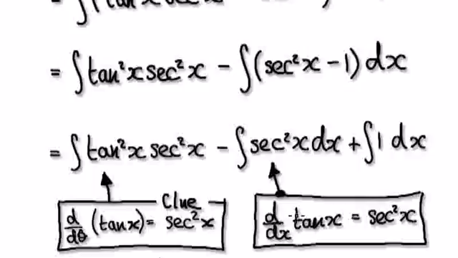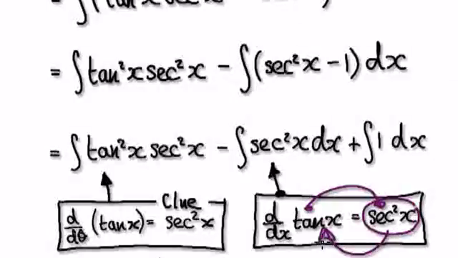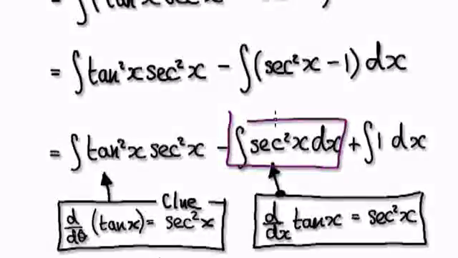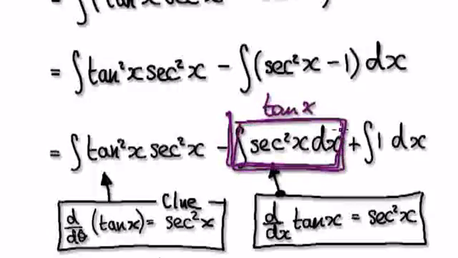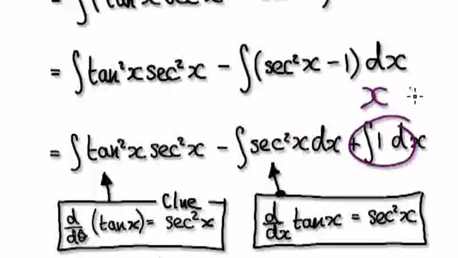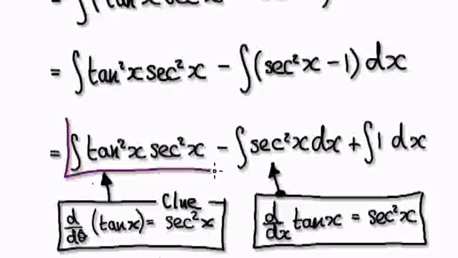So now if you look at this here, earlier we said that if you differentiate tan, it will give you sec squared of x. Well, if you integrate this, then you're going to get tan of x. So we know that this is tan of x, and when you integrate this, it will give you x plus c. And then now let's just concentrate on integrating this.